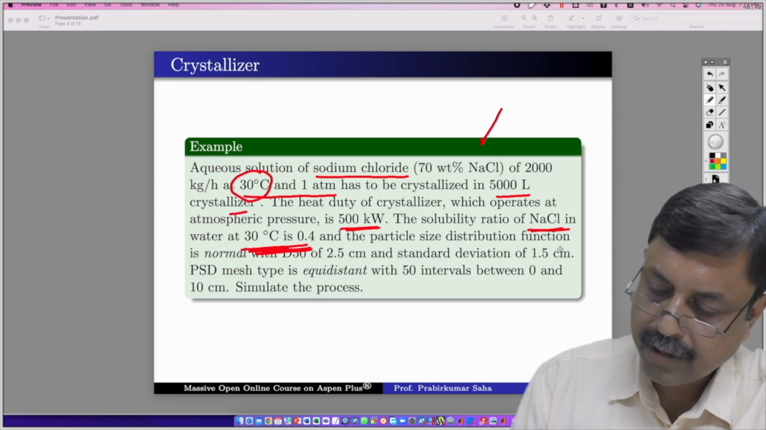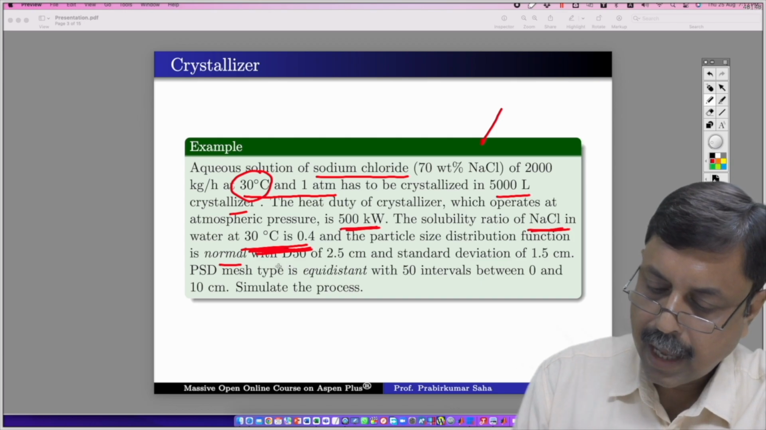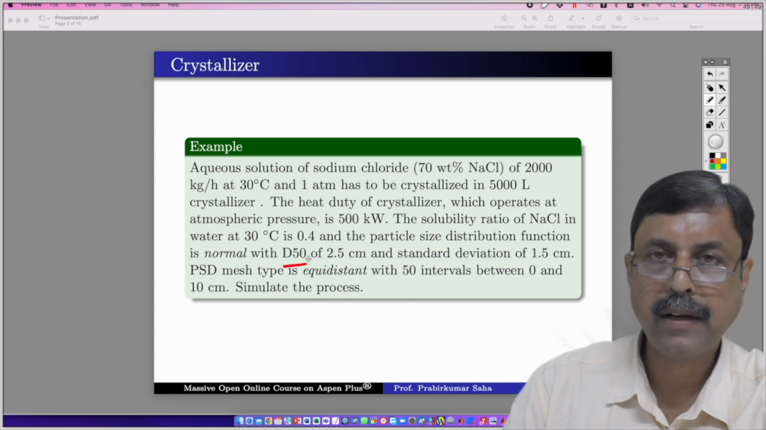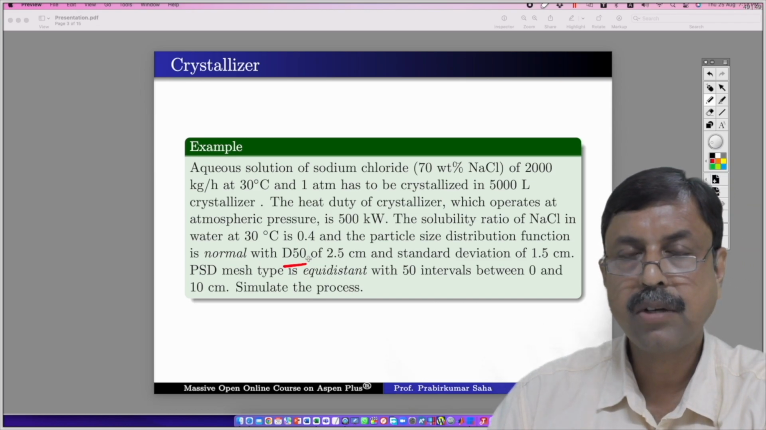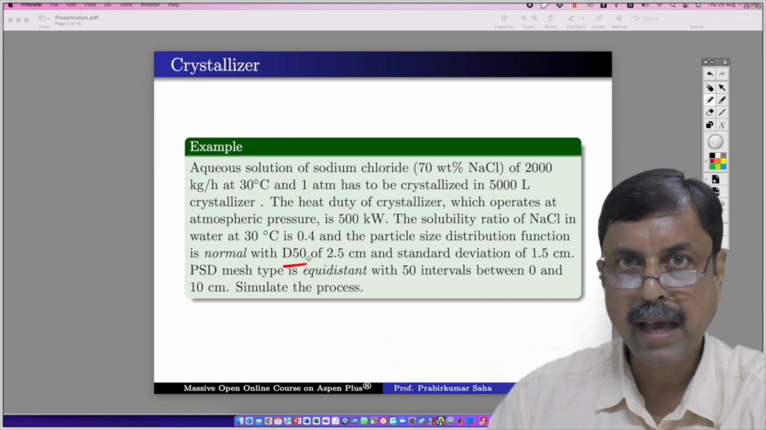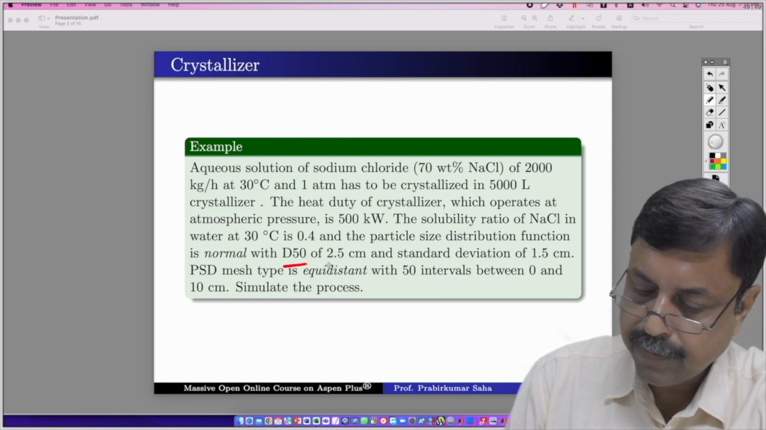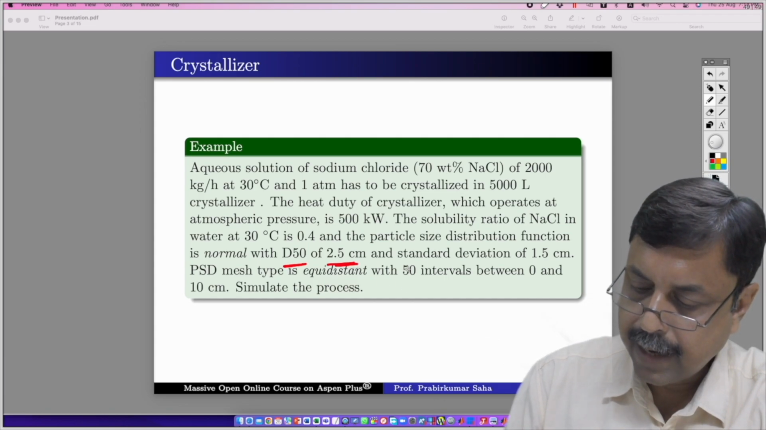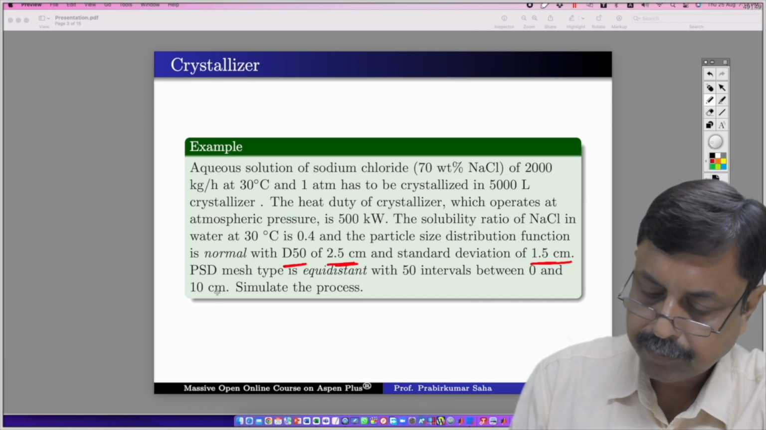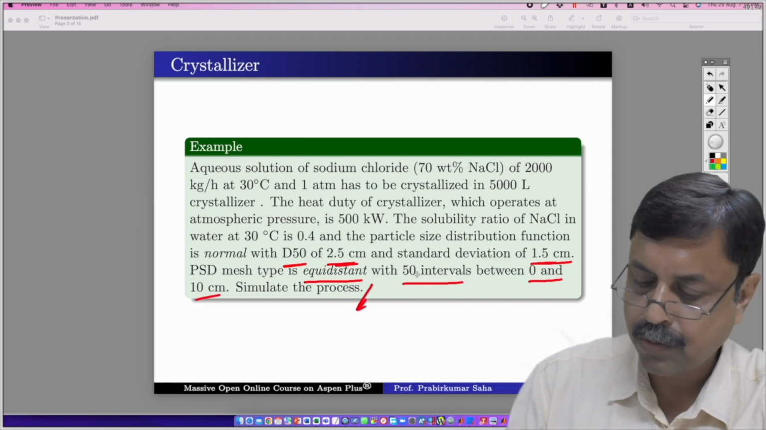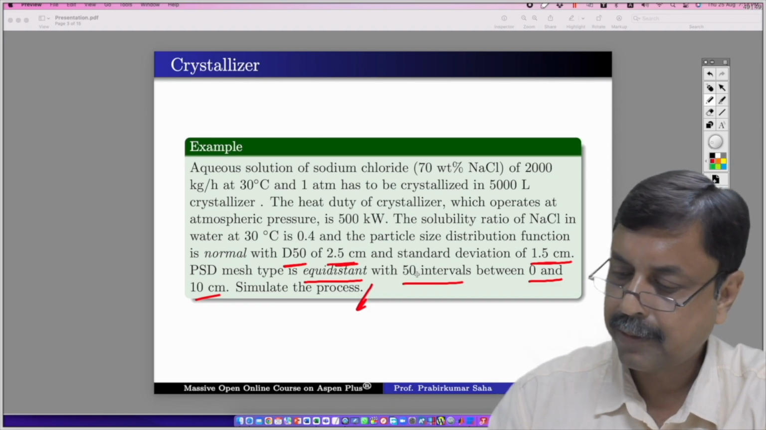The particle size distribution function is normal, with D50, you know what is D50? It is the size such that 50% of the particle mass will have a size higher than this. So it is 2.5 centimeter, and the standard deviation is 1.5 centimeter. The PSD mesh type is equidistant with 50 intervals between 0 and 10 centimeters. So it has asked you to simulate the process.